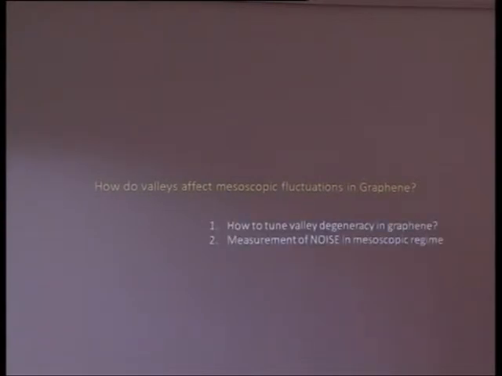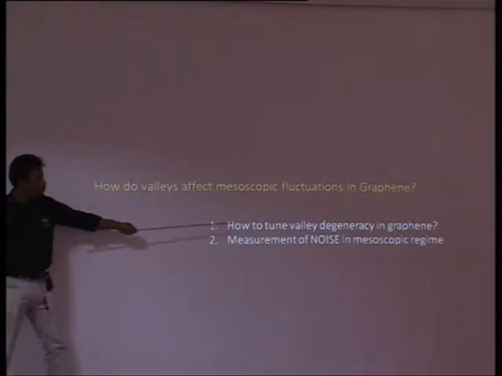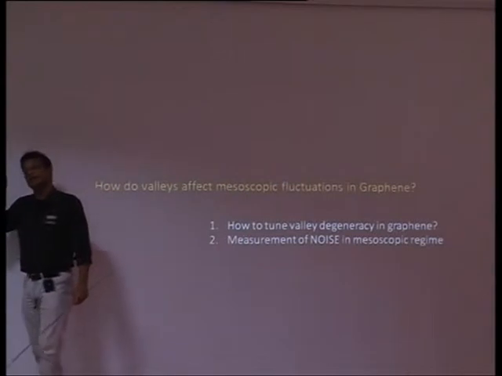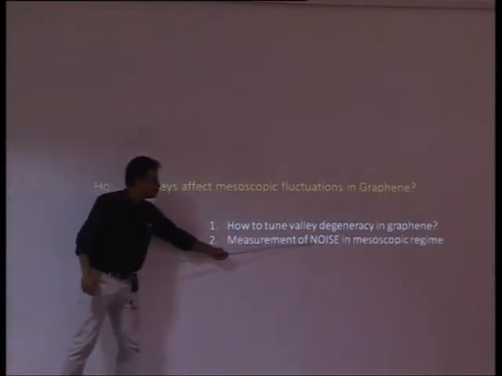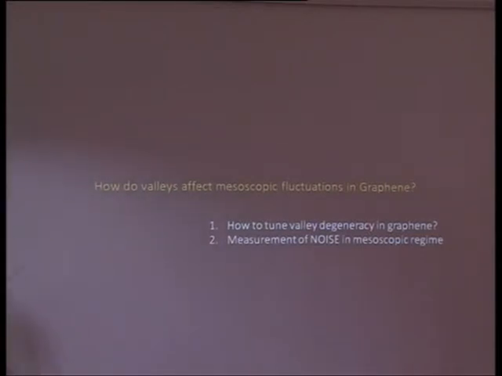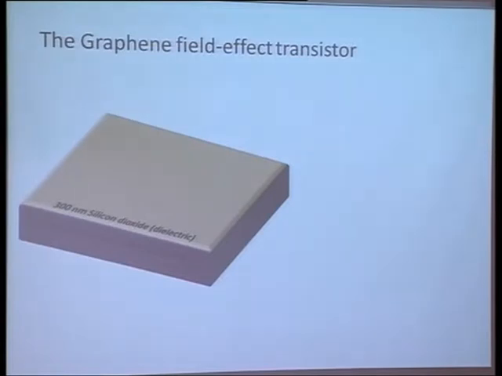In order to do the experiments, we have to have two answers. Number one, how to tune the valley degeneracy in graphene using external means. Number two, how to do the noise measurement and what kind of fluctuations you'd see in graphene, and whether that actually arises from interference effects. So these are the two questions, and I'm then going to couple them and show you how noise is affected by valleys. Okay, so this is a typical experiment, so I'll now tell you what kind of devices we make.